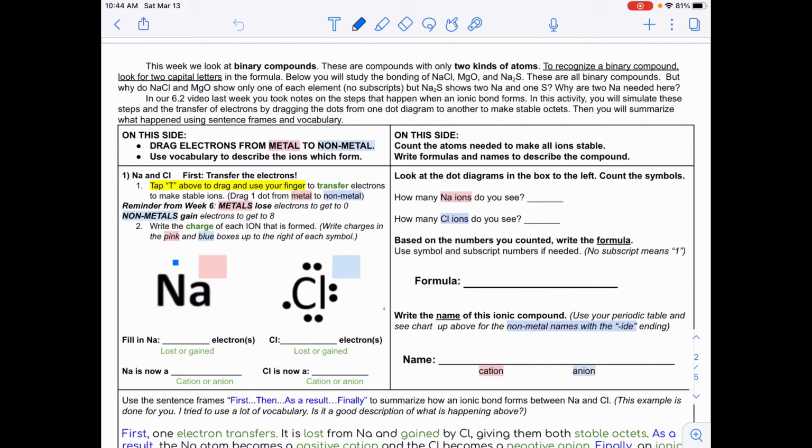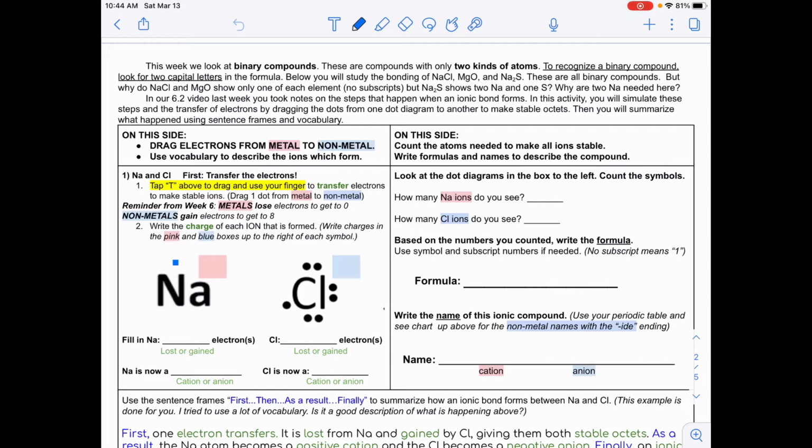In our 6.2 video last week, you took notes on the steps that happen when an ionic bond forms. In this activity, you will simulate these steps and the transfer of electrons by dragging the dots from one dot diagram to another to make stable octets. Then you will summarize what happened using the sentence frames and vocabulary.